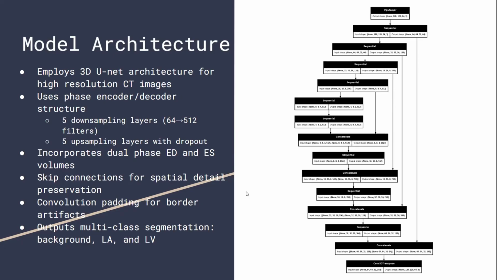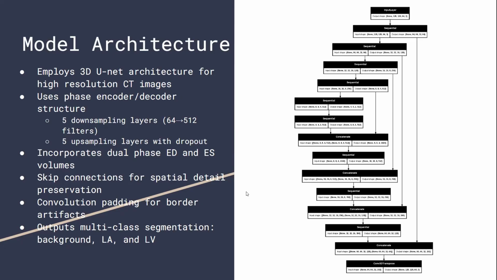A key feature of our model is the incorporation of dual phase ED and ES volumes. I want to clarify that we actually trained separate models for different phase combinations of data to compare their effectiveness, and that's our method to incorporate this. And we use skip connections for spatial detail preservation, and the output is multi-class: background, left atrium, and left ventricle.